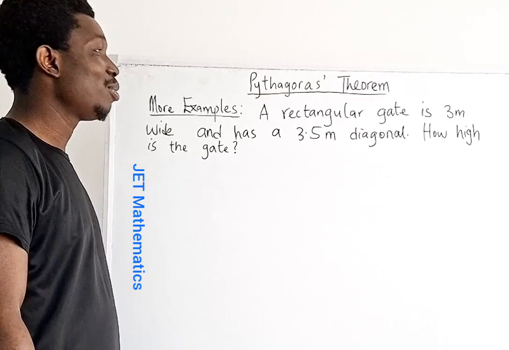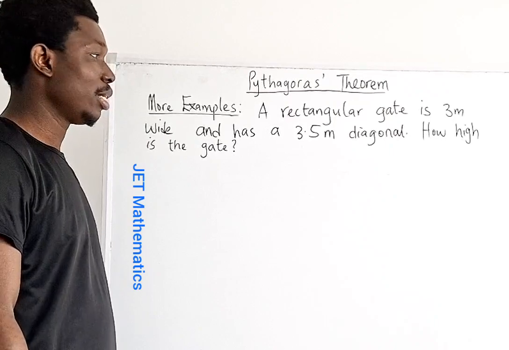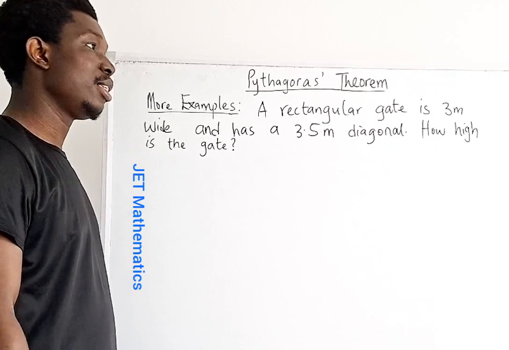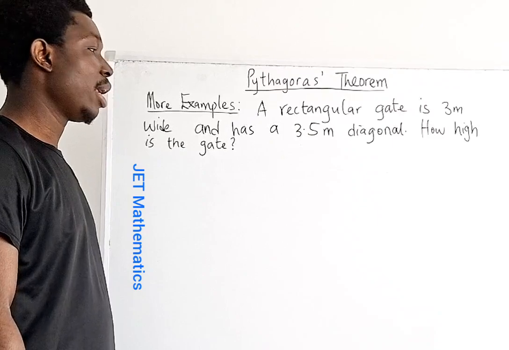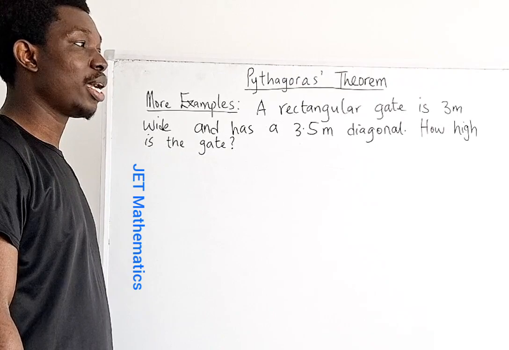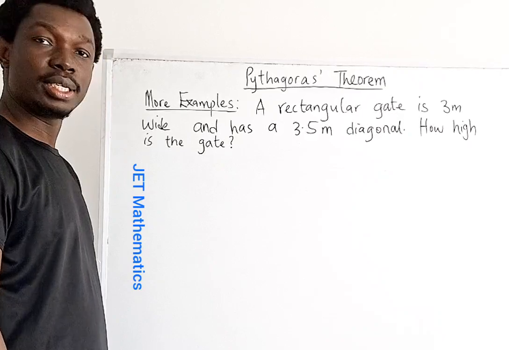In today's class, we are still looking at more examples on Pythagoras theorem. Now, this question says a rectangular gate is 3 meters wide and has a 3.5 meter diagonal. How high is the gate?